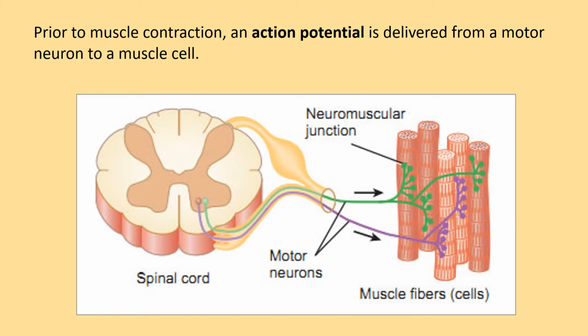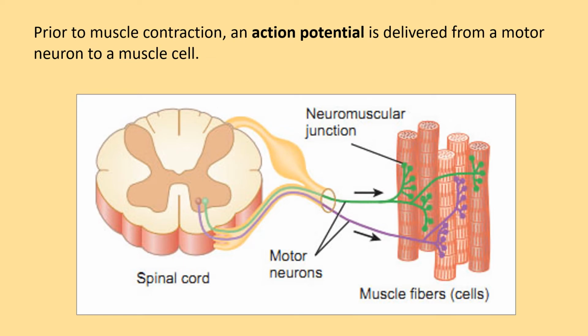So here we're looking at two different motor neurons. There's the green motor neuron and the purple motor neuron. And it looks like the green motor neuron communicates with 3 of the 5 muscle cells, and the purple motor neuron communicates with 2 of the 5 muscle cells. And so these 2 motor neurons control these 5 muscle cells collectively, but it's possible for the green motor neuron to send a signal and the purple motor neuron to not send a signal. So when the green motor neuron sends an action potential, those 3 muscle cells that the green motor neuron communicates with will contract.